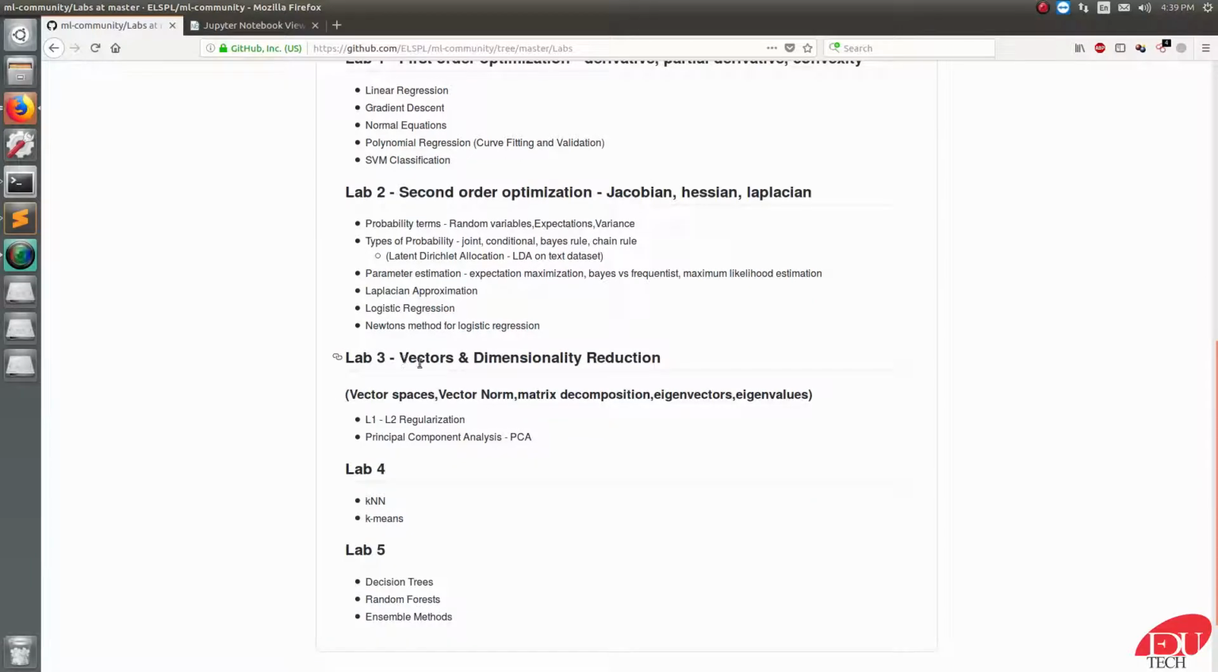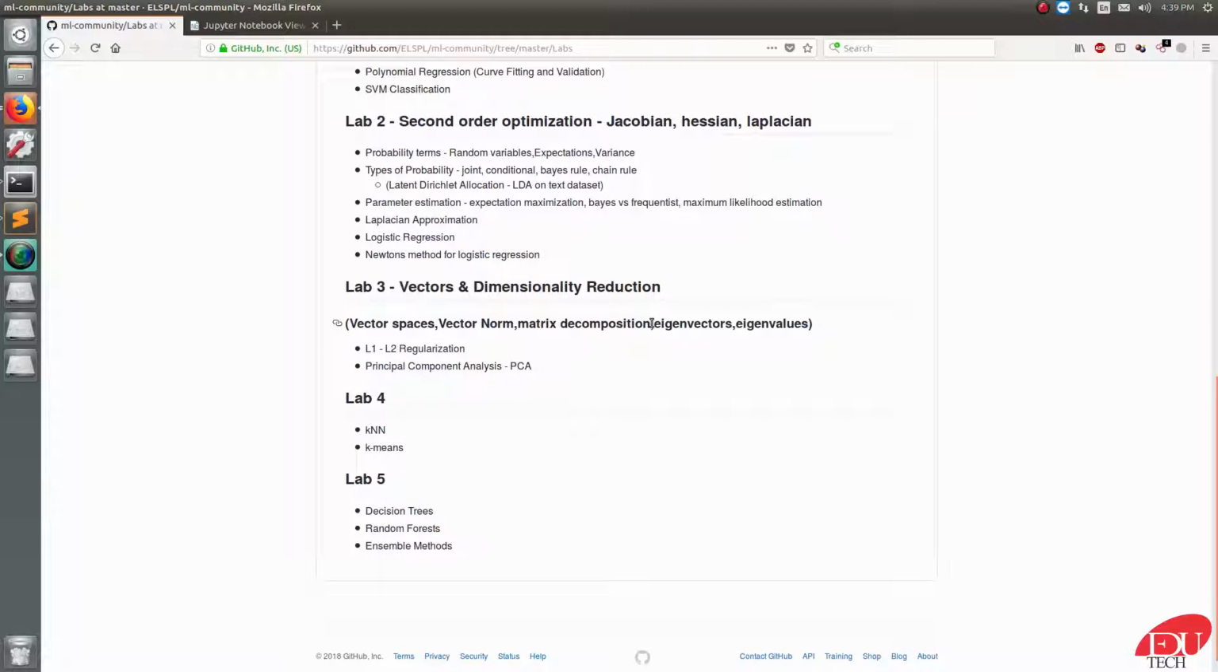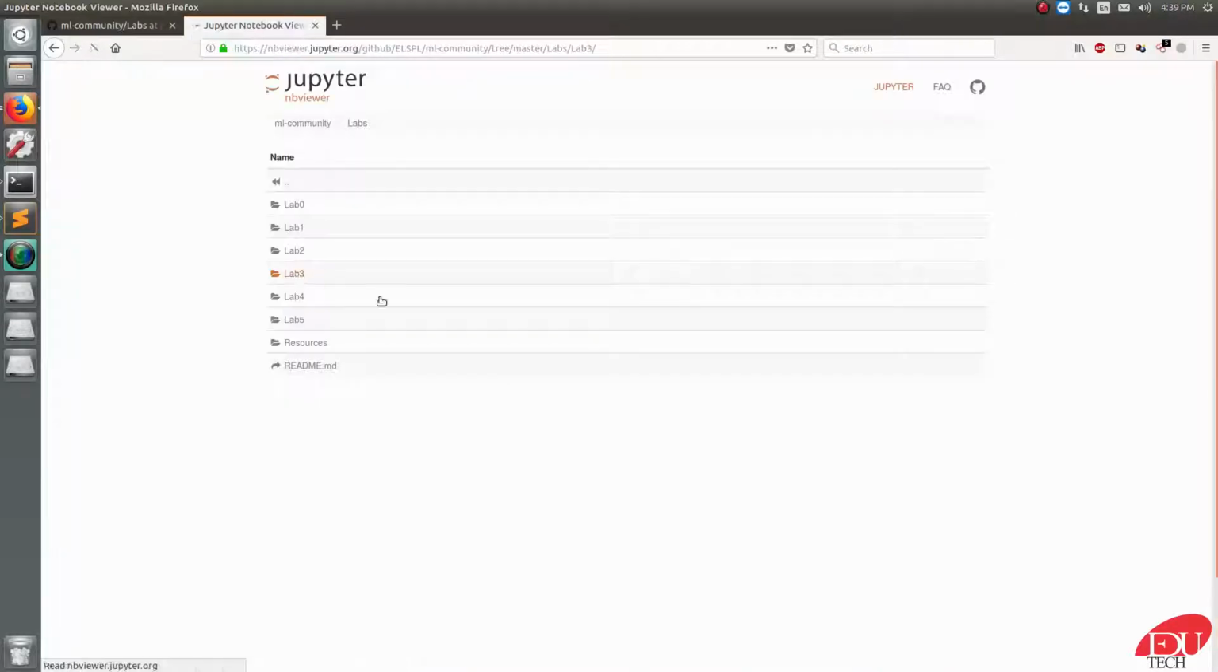Lab 3 is a comparatively lightweight lab. It deals with vectors and dimensionality reduction. So there's L1, L2 regularization, which we saw earlier in the regression notebook. And there is a very important concept known as PCA, or principal component analysis, which is used for dimensionality reduction. Let's dive into lab 3.